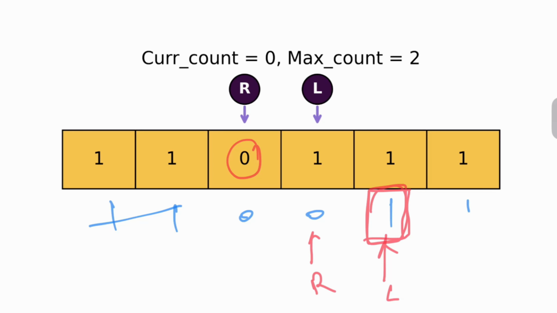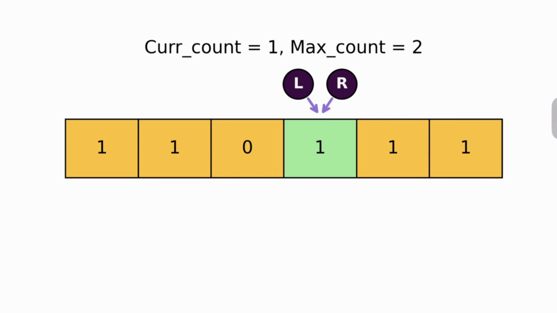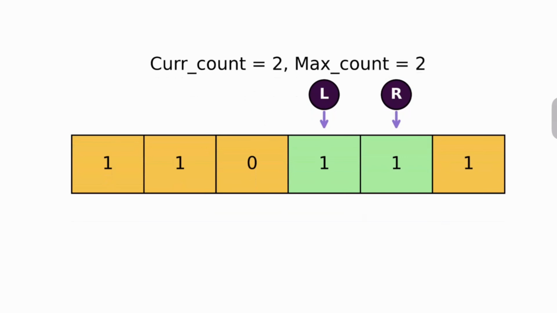Then we increase our right pointer by 1. We can see that the value at the right pointer is 1, so we keep the left here. Our current count is 1, and our maximum count is 2, which is from the previous window. Here, again, we move our right pointer by 1. We can see the value at the right pointer is 1. We don't change the left pointer.